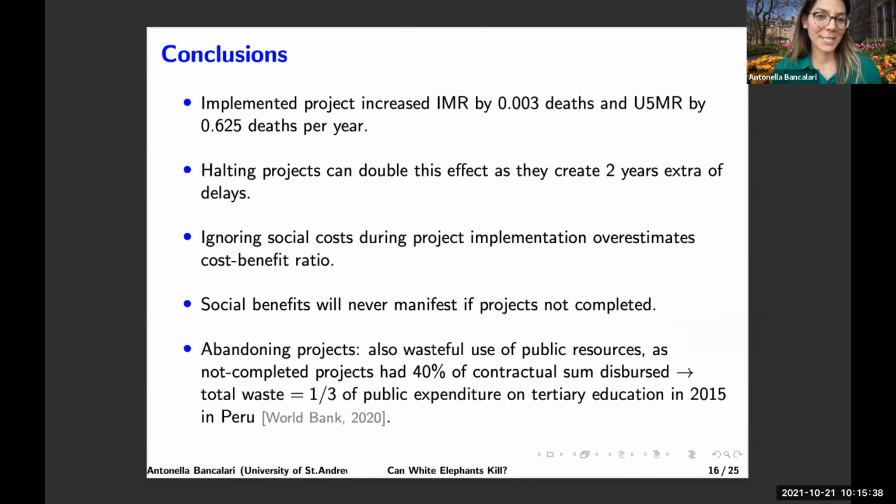So I have to rush here, but just as a conclusion, implemented projects are increasing infant mortality rates and under 5 mortality rates, and halting projects can double this effect as they create 2 extra years of delays. Now, the main takeaway here is not, well, let's not construct sewerage, but essentially that ignoring the social cost during the project implementation can lead to overestimates of a cost-benefit ratio.